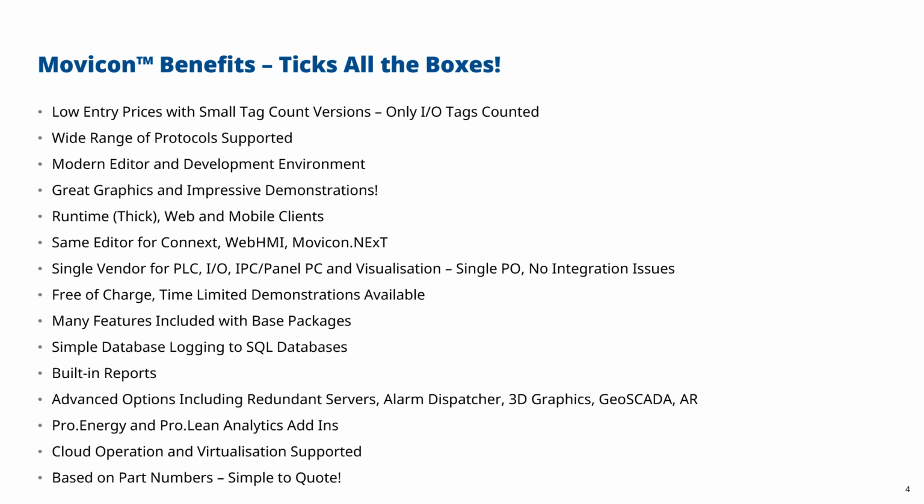And Movicon is easy to quote. It's all based on part numbers, so it's very simple to build together a bill of materials for the parts you want and then convert that into a quotation.